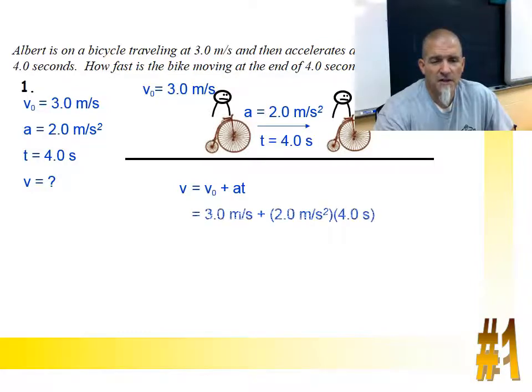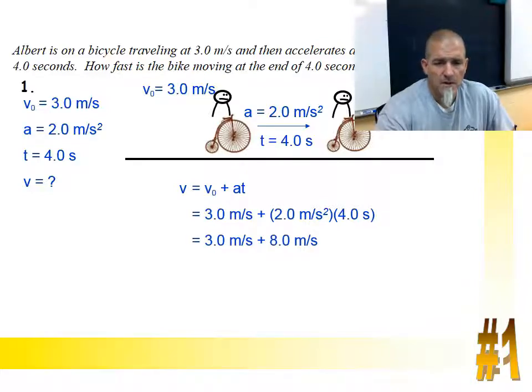So we then plug into this equation. V0 is 3, of course, 3 meters per second. A is 2 meters per second squared, and t is 4. And now we can begin to work our way through the algebra. 2 times 4 is 8, of course. Meters per second squared times seconds. This seconds cancels with one of these seconds, and I'm left with meters per second.